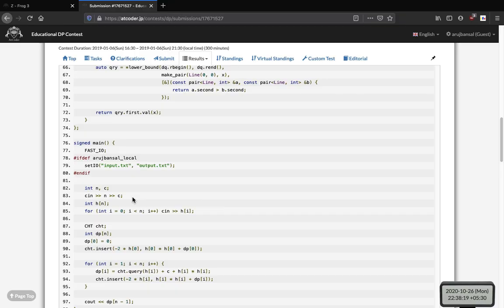Again, I'm not going to explain those data structures here, so I'll leave some links down in the description. And when our slopes are monotonic but our query values aren't, again it'll be n into log n, because we'll be binary searching for every query value since we can't be deleting lines from the front of the deck.